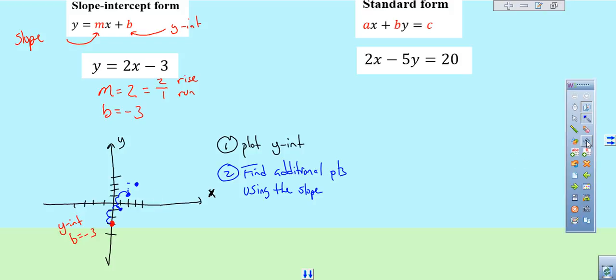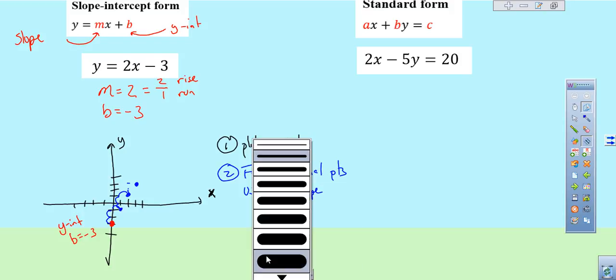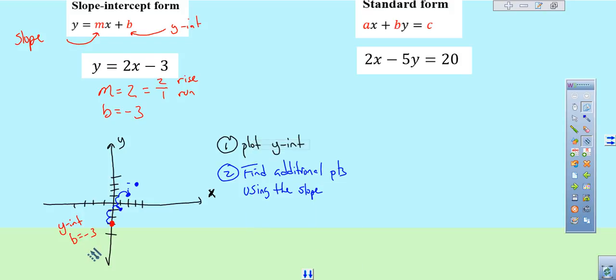Then we come with our straight edge, or in the case when you're doing this inside of MyMathLab, you'll have the straight edge tool there. At this point, I would come with my straight edge and connect my dots. And that's what my line would look like. That's the line that crosses the y-axis at -3 and has a slope of 2, or 2 over 1.